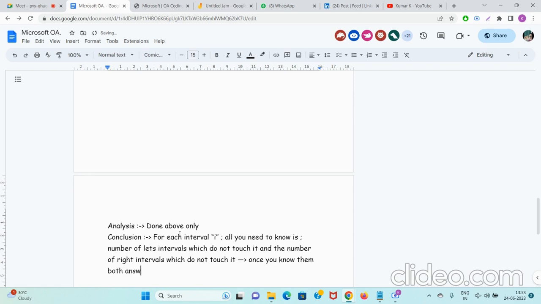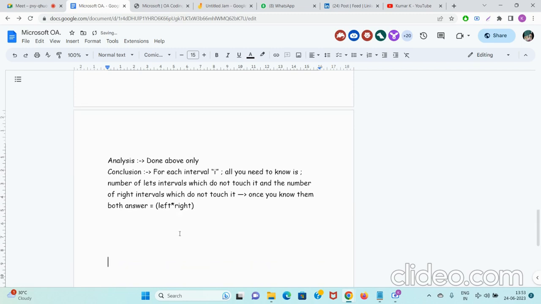Once you know them both, the answer is what? Left into right. Where left is nothing but the number of left intervals which are not intersecting with your interval I, and right is the number of right intervals which are not intersecting with your interval I. So the solution is what?